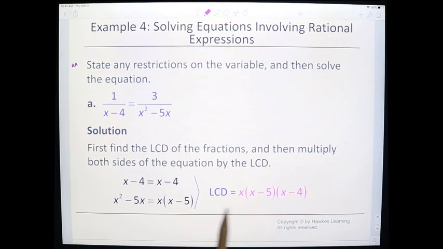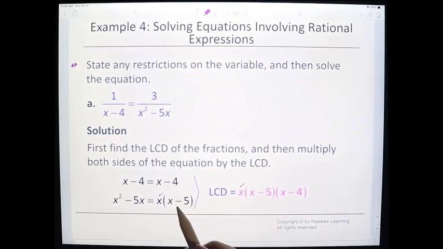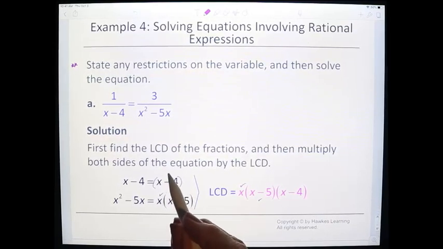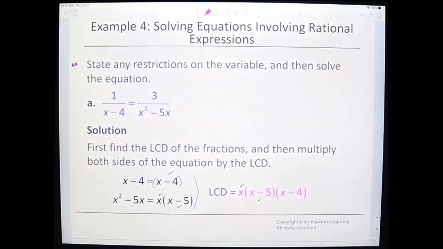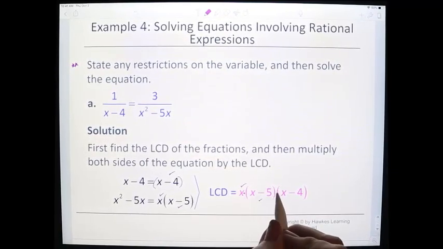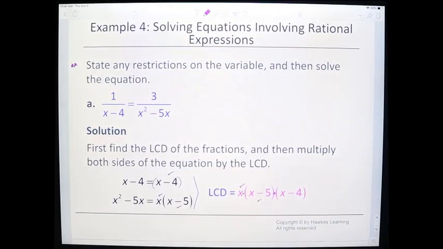And then in forming the LCD, we have to list each factor that occurs, the greatest number of times it occurs in any one denominator. So you're seeing an x minus 5, and an x minus 4. And again, this is a product, so these things are multiplied together.